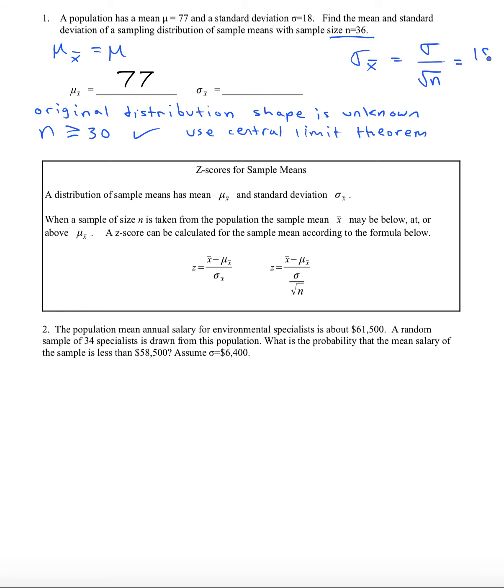So this is going to be 18 over the square root of 36. That gives us a standard deviation for the sampling distribution of 3. It's much narrower of a curve than the original distribution.